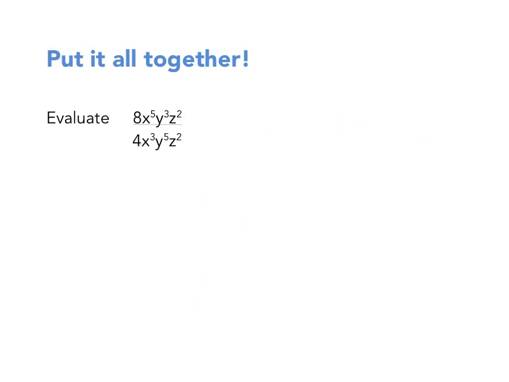So let's put it all together. You may see problems like this that look pretty complicated, but are not that bad. So let's just start piece by piece. So we have 8 divided by 4. We have x to the fifth over x to the third. We have y to the third over y to the fifth. And then we have z squared all over z squared.